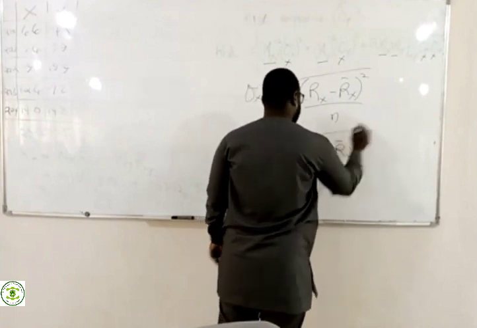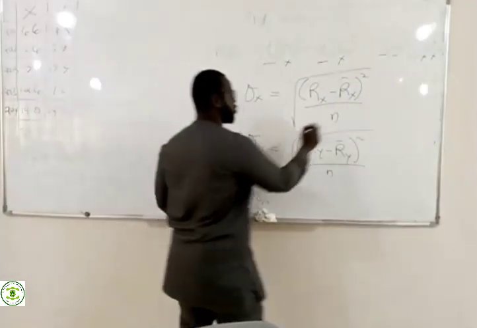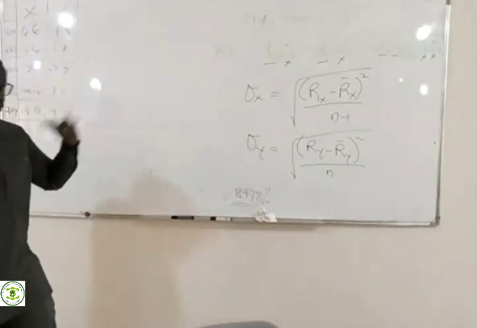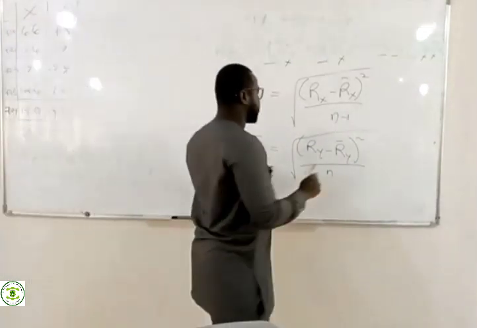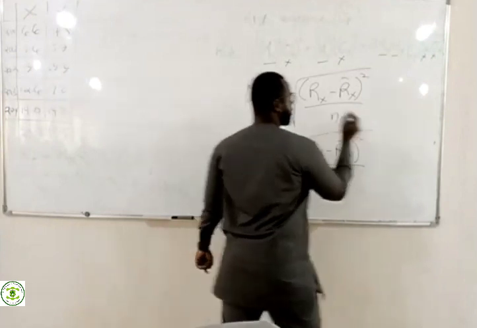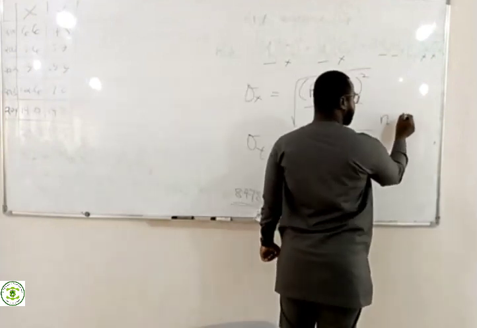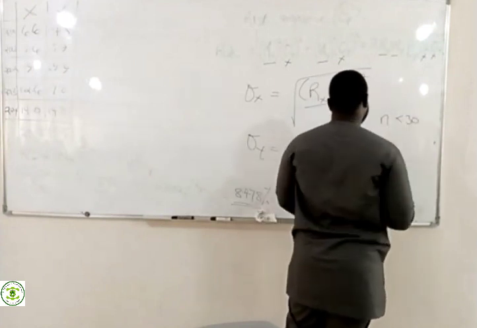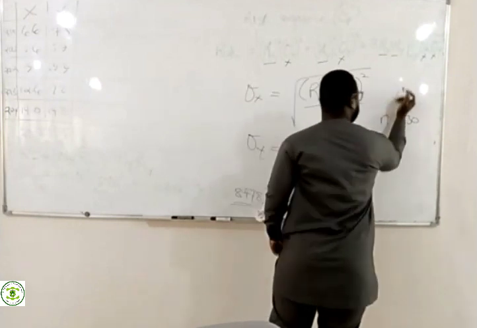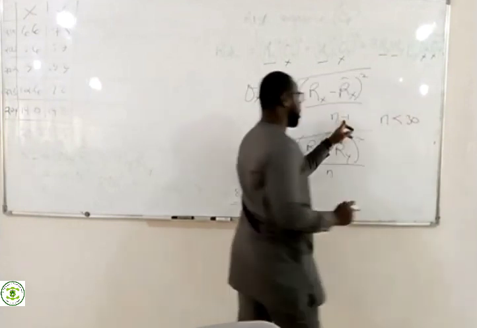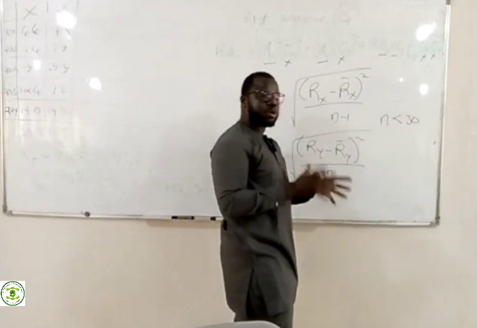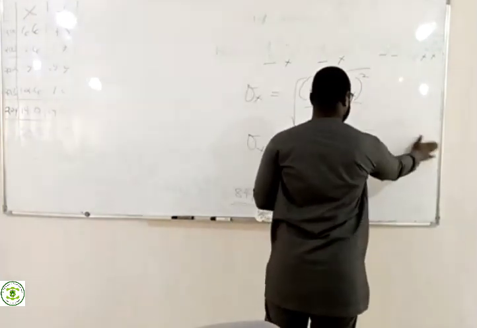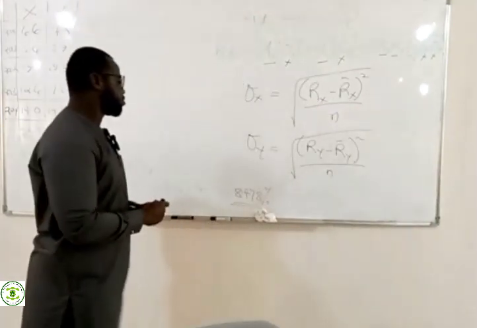In some books, they will write N minus 1, mostly if the number of years is less than 30. But some books just ignore it. Elsewhere, it can be N minus 1 if N is less than 30, if it is a lower sample. But you just ignore it. So it's this one.